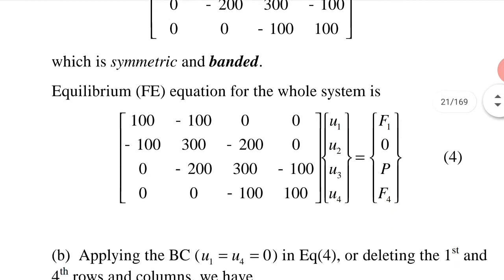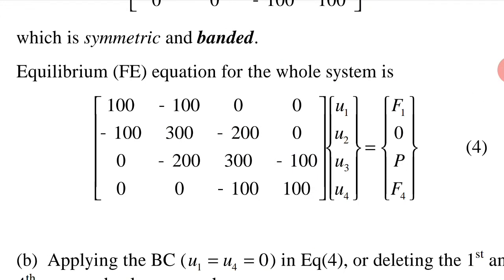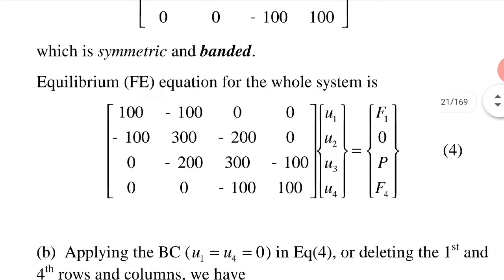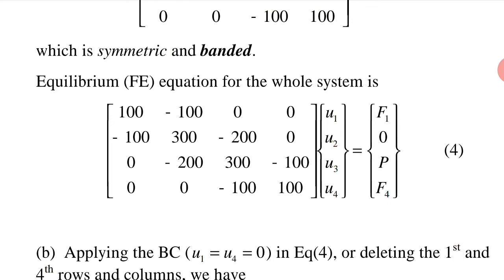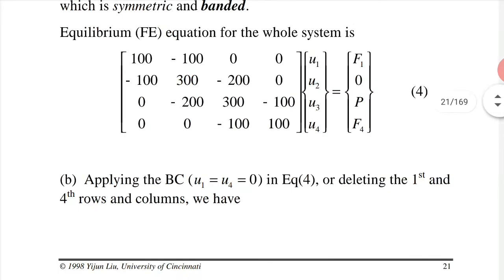We will apply the elemental equilibrium equation for the whole system, K into U is equal to F. At node number 1, F1 is considered as a reaction force, F2 is 0, F3 is P, that is 500 Newton, which is applied, and F4 is the reaction at node number 4. We apply the boundary conditions, U1 and U4 equal to 0.